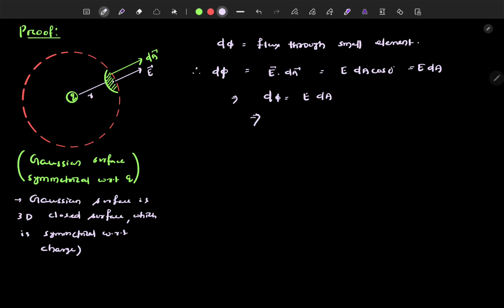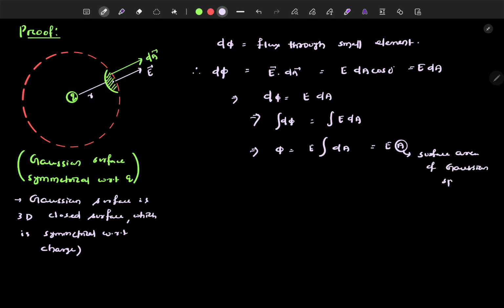So what will be the value of phi? Integrating both sides, you will get d phi integration equal to E dA integration. Integration of d phi is phi, and E is constant, take it outside, and integration of dA is equals to total surface area, that is E into A. What is A? A is the surface area of Gaussian sphere. I hope it is clear to all of you. So we can write phi is equal to E into 4 pi small r square.